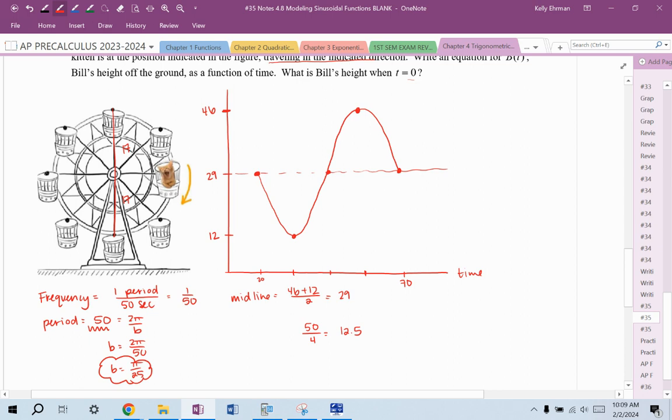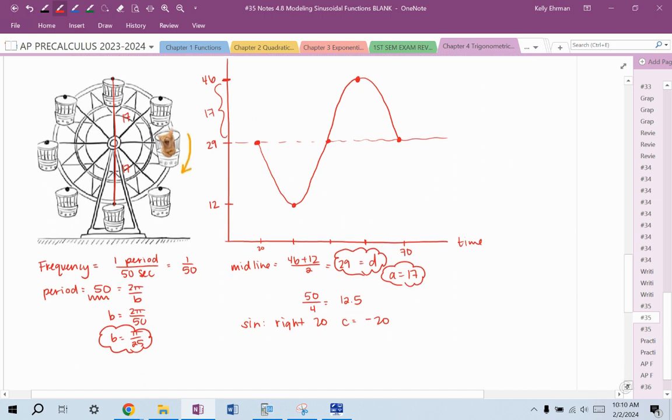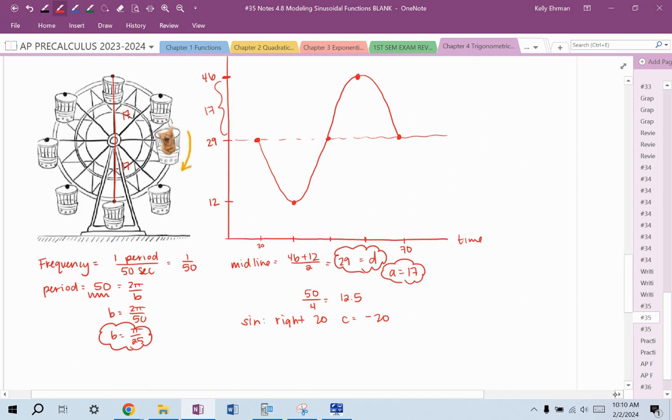Okay, well, we have B. We have our midline, which is D. I started going off on a tangent, figuring out tick marks, but I don't think I needed to do that. We need A and we need C. Now, A is just this distance here, right? 17. So A is 17. And then what about the shift? This sine graph that normally would start at 0 has been shifted to the right 20 units. So that's going to be C is minus 20. And it's a negative sine curve.